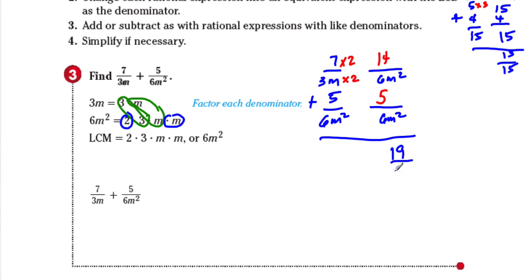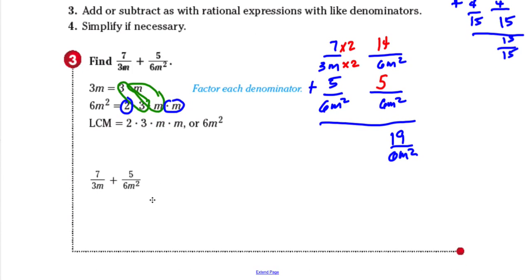Okay? And if you look at what the book did, that's exactly what they did. You have 7 over 3m plus 5 over 6m. Okay, and the LCM is 6m squared, and that's the reason why you multiplied 7 by 2m. Okay, oops, I forgot. Should be multiplied by 2m. Sorry about that.